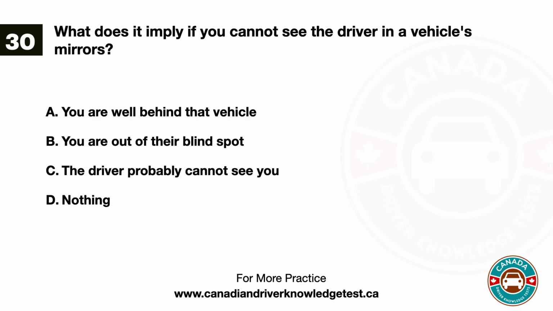Question 30. What does it imply if you cannot see the driver in a vehicle's mirrors? A. You are well behind that vehicle. B. You're out of their blind spot. C. The driver probably cannot see you. D. Nothing. The answer is C. The driver probably cannot see you.